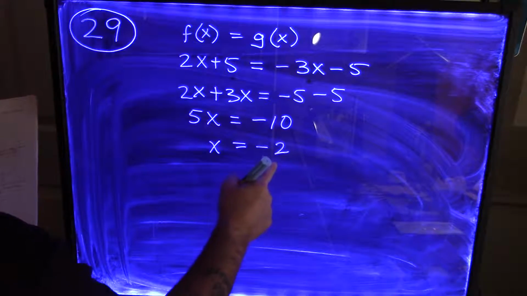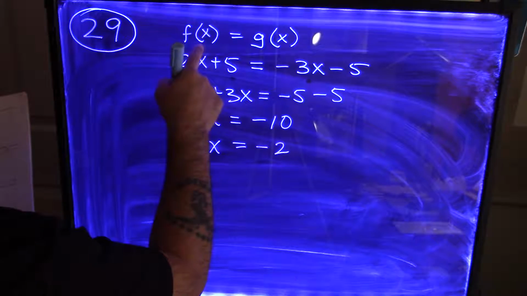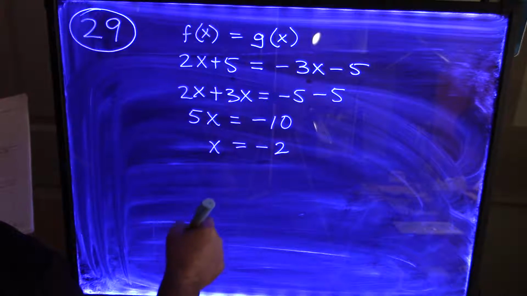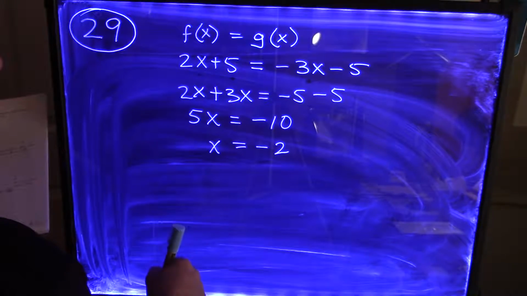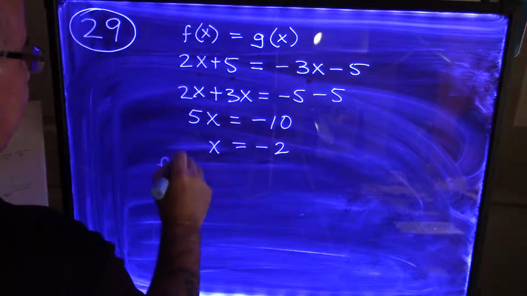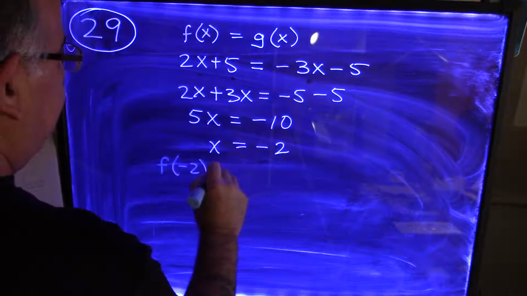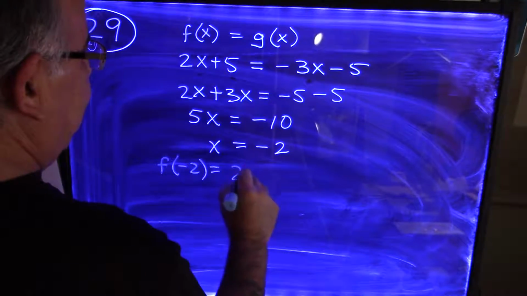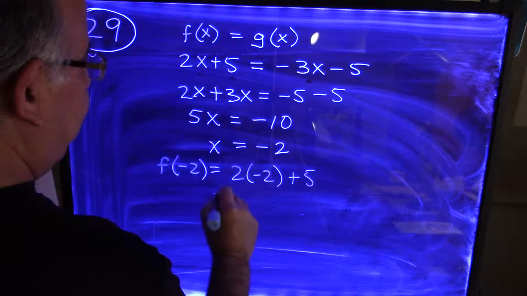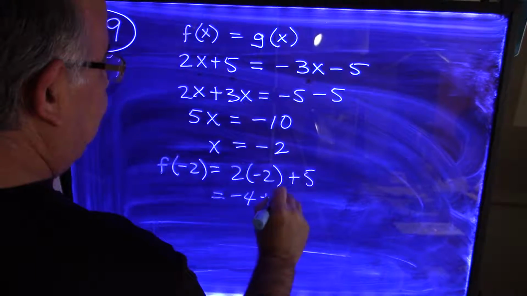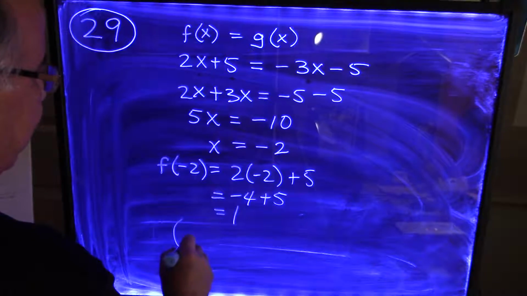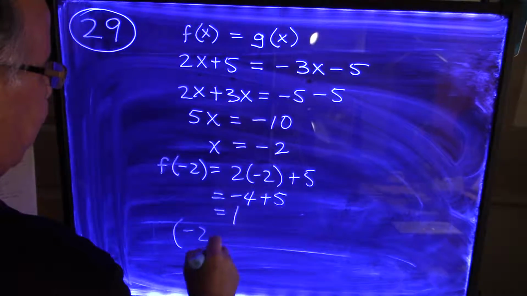So now you can use x equals negative 2 in either f or g of x and get what the y value is. I like the looks of f of x a little better than g of x, so let's use that one. We take f of negative 2. That equals 2 times negative 2 plus 5. That's negative 4 plus 5, which is positive 1. So the point of intersection is negative 2, 1.